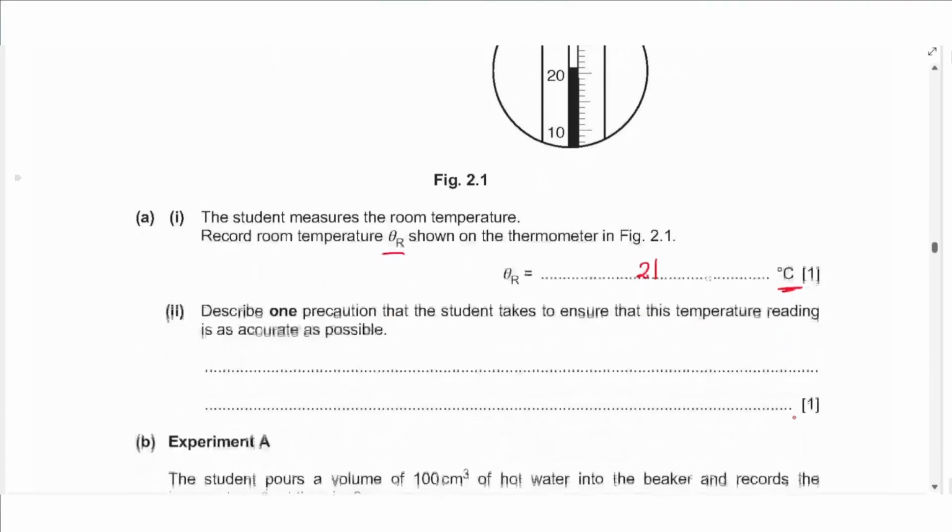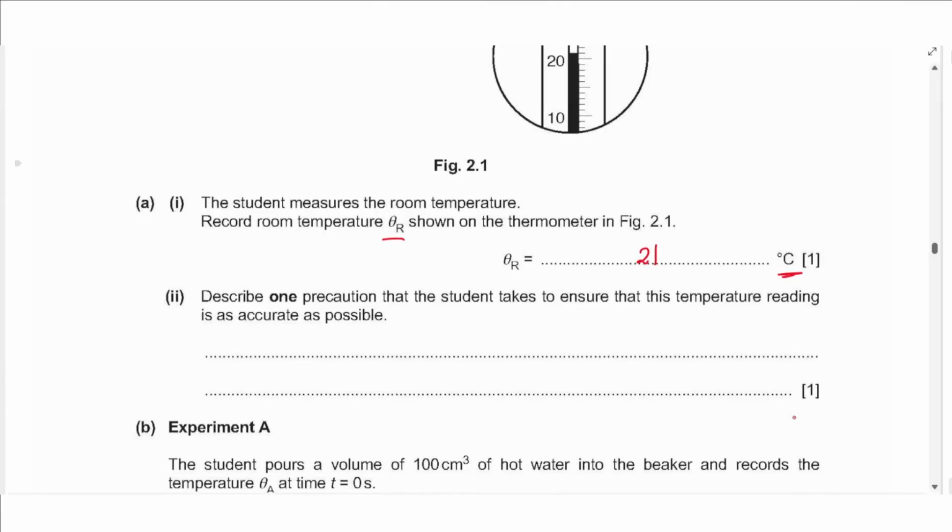Describe one precaution that the student takes to ensure that the temperature reading is as accurate as possible. Since this includes a scale, then we say look perpendicular to the scale. This is to avoid a parallax error.